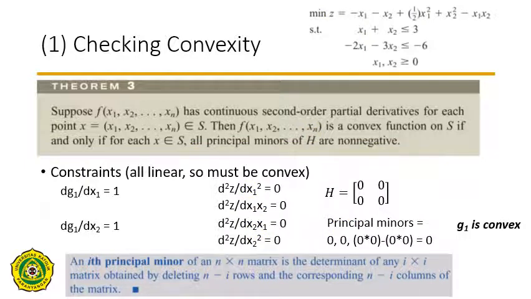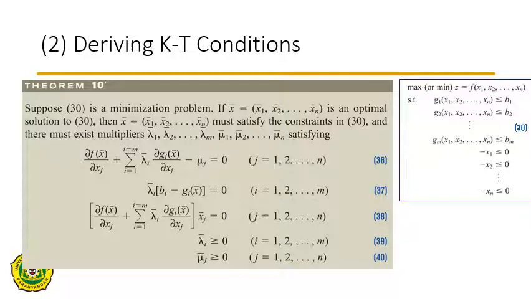Actually, we need to check all the constraints as well, but because in a quadratic programming problem all constraints are linear, they are guaranteed to be convex. In other words, all principal minors of the Hessian are non-negative. So G1, the first constraint, is convex, and G2, the second constraint, is also convex. Now that we have shown that the objective function is convex and all the constraints are also convex, let's see what we can do with theorem 10 prime to solve this problem 30 here.